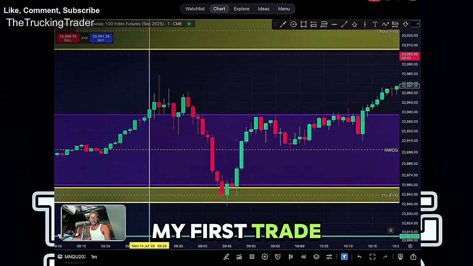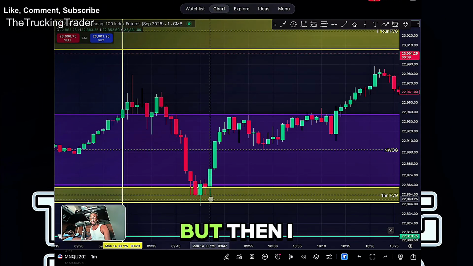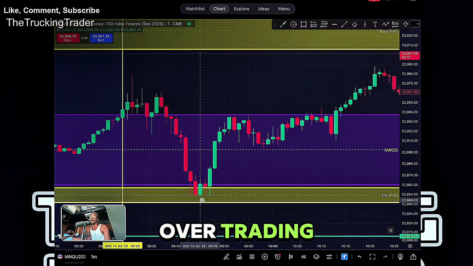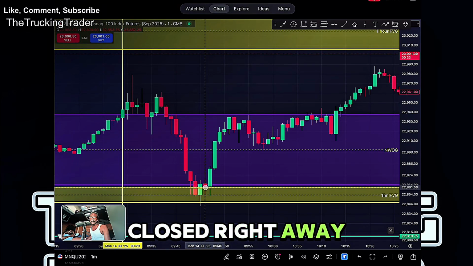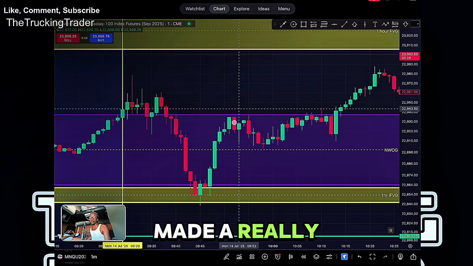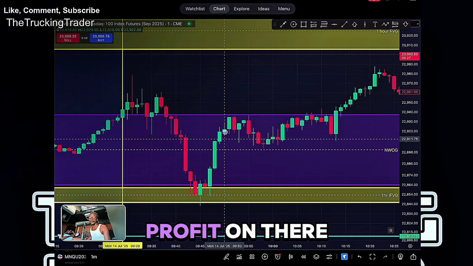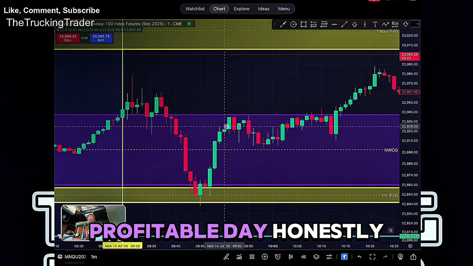So that was my first trade. And then from here, I did take this buy as well, but then I started to feel like I was over trading. So once it went into profit, I pretty much closed right away. But if I would have held this buy, I would have made a really nice profit on there. But I had a good profitable day, honestly.